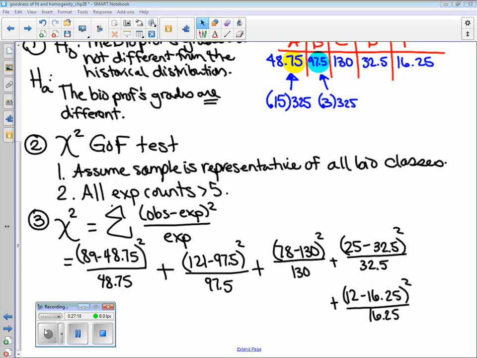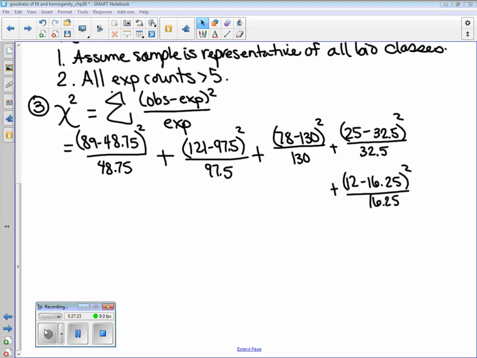I want you to tell me what each of these contributions are. So find this one. Tell me what number it is. So you're literally going to find each of the contributions individually, and then give me what chi-squared is, okay? So you're going to find 5 numbers and sum them all together.